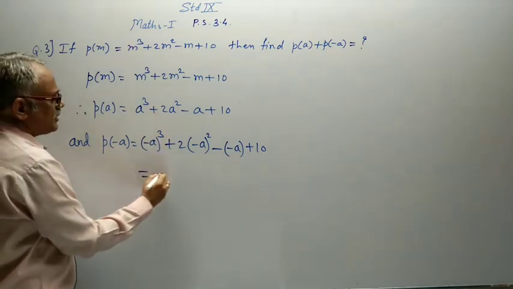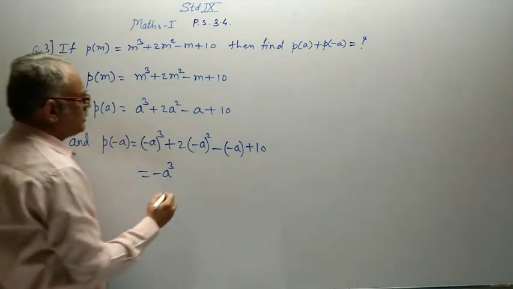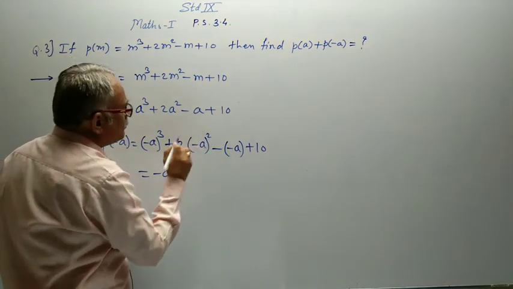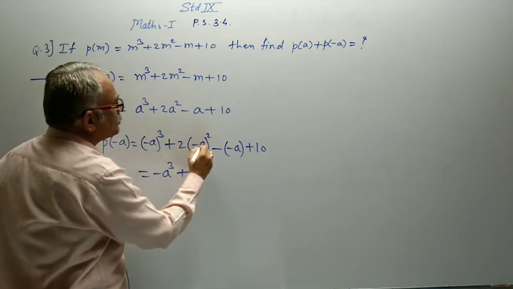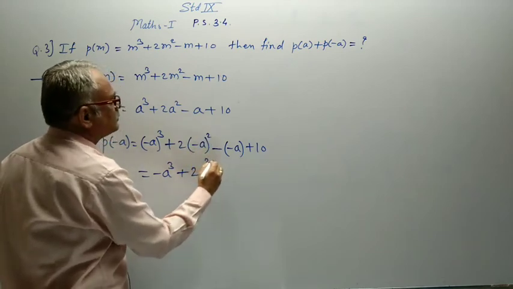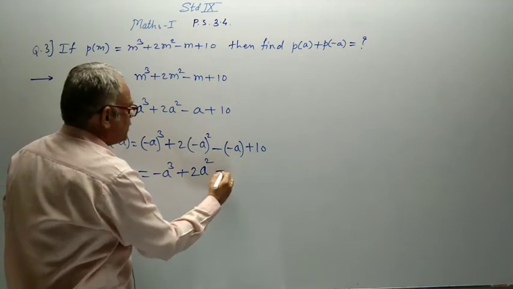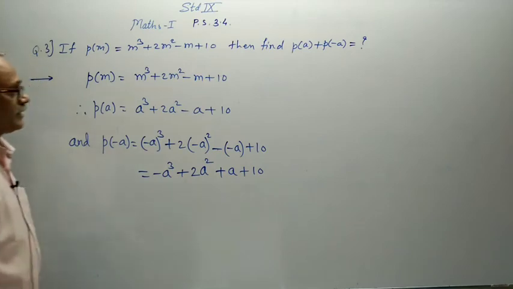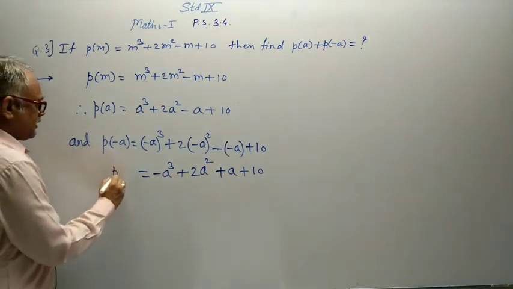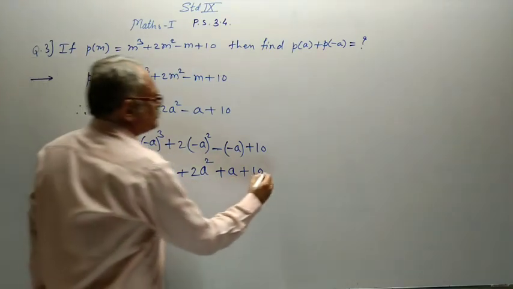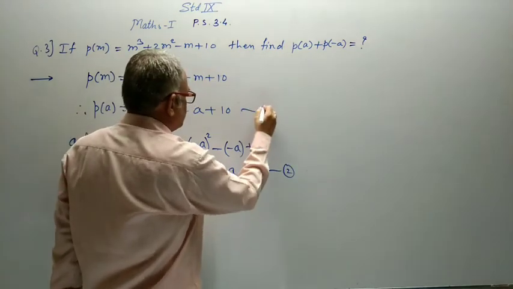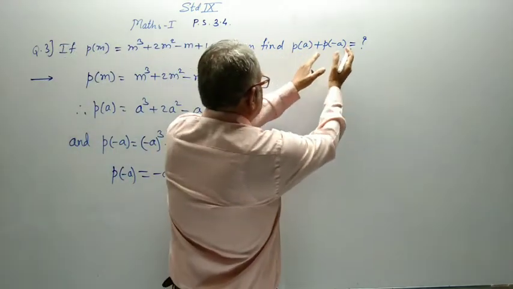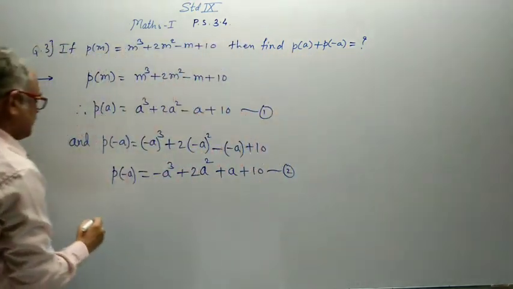Now cube of a negative is negative, so minus a cube stays minus a cube, plus 2, and the square of a negative is positive, so square of minus a is only a square. And this minus into minus a is plus a, plus 10. Now this is P of minus a, number it as 2. And where we obtained the P of a value, number it as 1. Using this 1 and 2, find P of a plus P of minus a, the addition of these two.